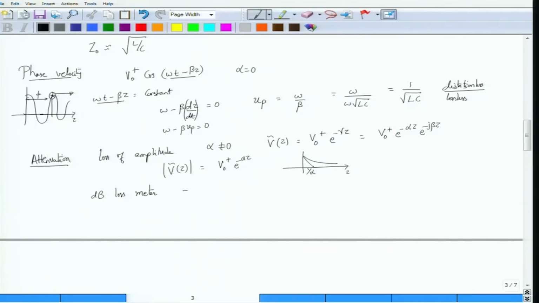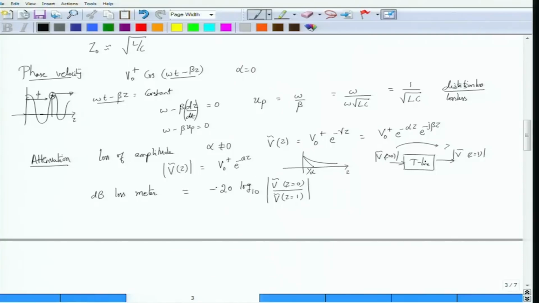Decibel loss per meter is simply minus 20 log to the base 10 of the input voltage that we gave, V of z equal to 0, divided by V of z equal to 1 meter. So this is what we mean when we say that this is dB loss per meter. Clearly, if the transmission line is lossy, the voltage that we give at z equal to 0 will be greater than the voltage at z equal to 1, because this numerator is greater than the denominator, and this would represent the loss.